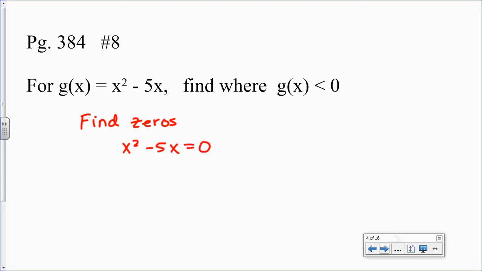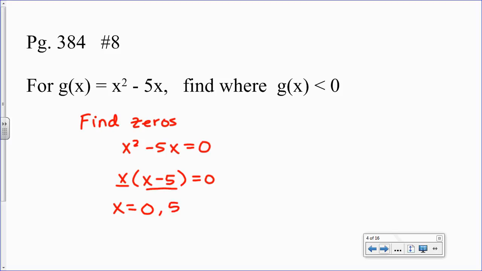So when it's quadratic, we like to factor, if possible. If not, we can use quadratic formula. I can factor this one. How would I factor it? Yep, factor out an x. So that's x minus 5. Okay, so then my zeros are x equals 0 and 5.